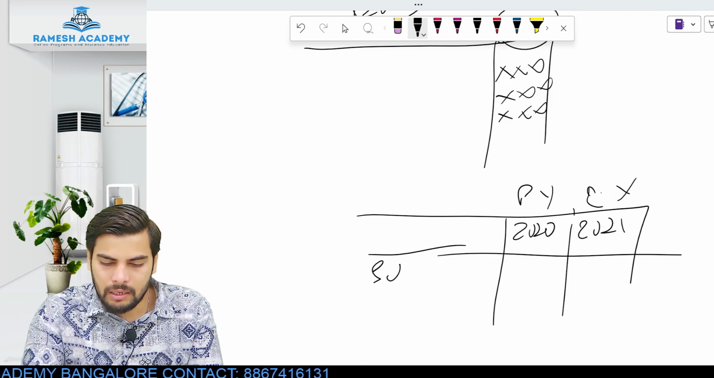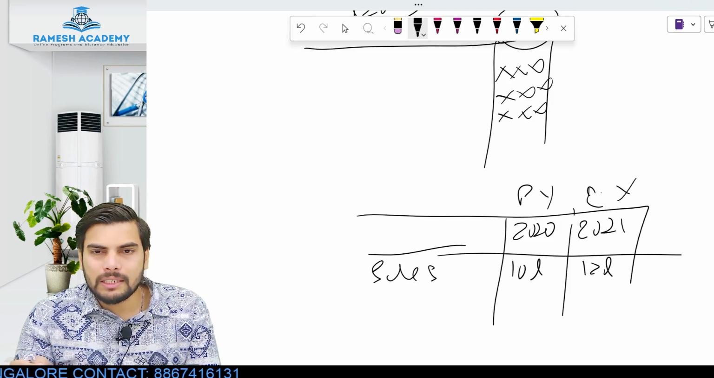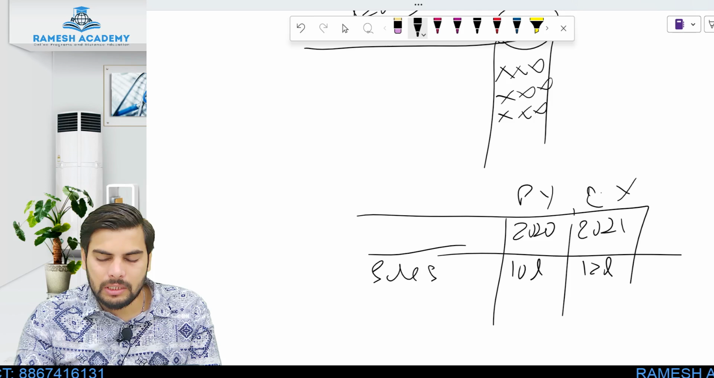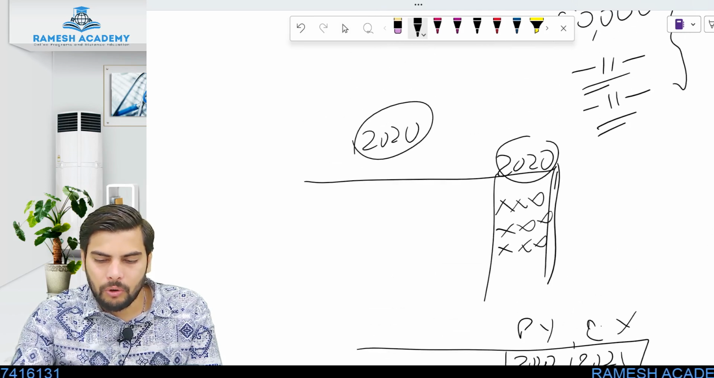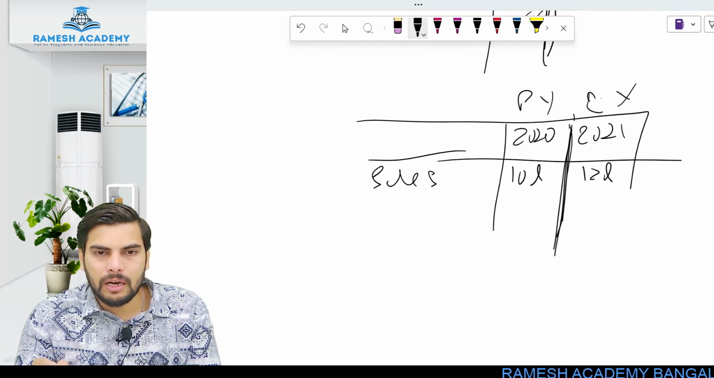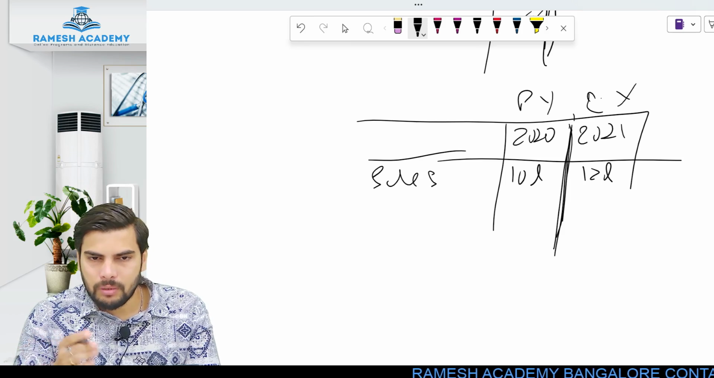So let's say sales, here it was 10 lakh, here it is 12 lakh, so that it is easy for the user of the financial statement to compare the figures. In the first year, I don't have anything to compare with, so I'll just be showing one amount column. But subsequently, I'll be showing two amount columns. One would be containing the figures for the current financial year, another column will be containing the figures for the previous financial year.